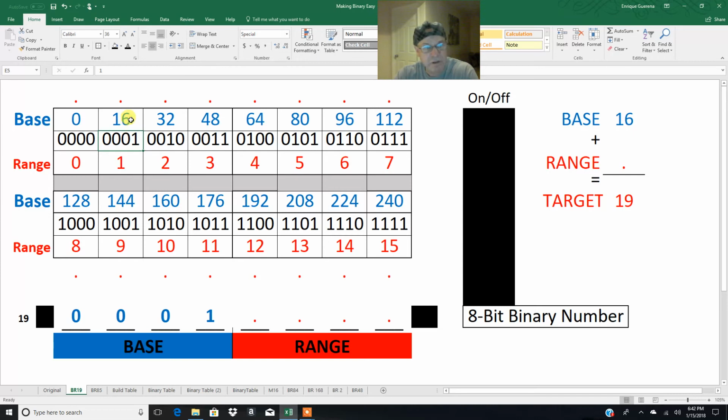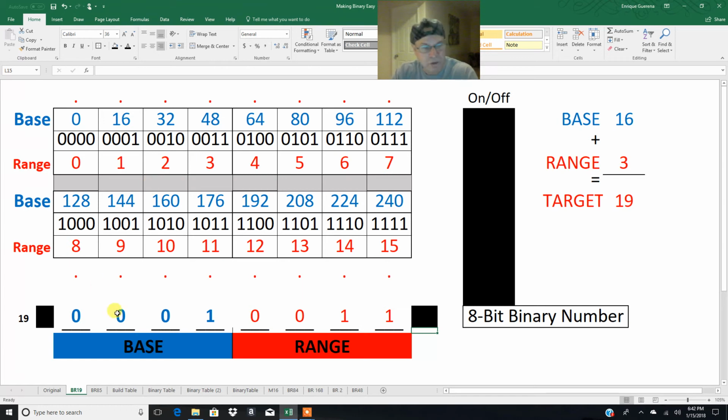Now all you have to do is, you know that the target number is 19. You see this over here? Target is 19. 16 plus what number is 19? Well, 3. The associated binary number with 3 is this one here, so you activate it right there. So now you've got your whole 8-bit number just by adding two numbers and finding the associated binary numbers.